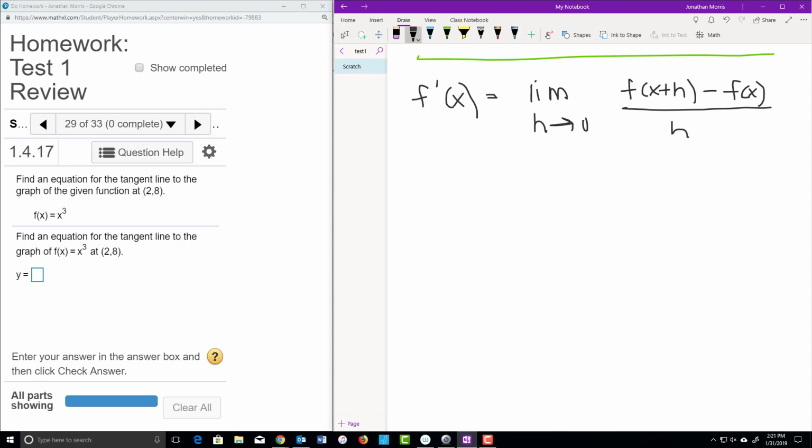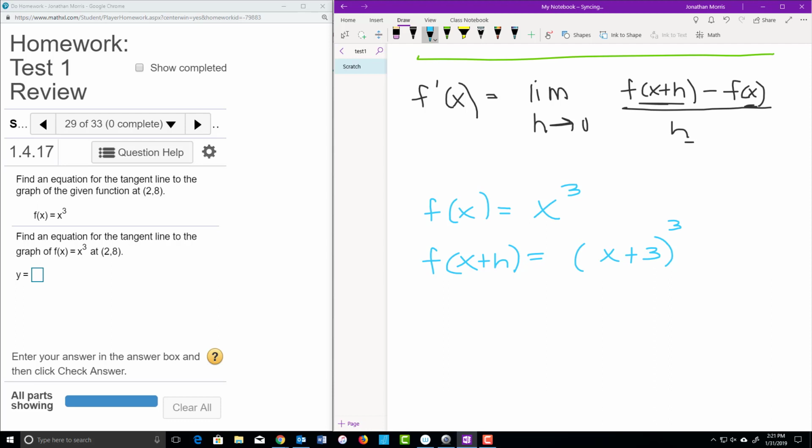Okay, so let's watch. First of all, to plug this in, I need f of x plus h, I need f of x, and h is h, okay? Well, let's find those values before I start plugging them in. f of x is over here. f of x is x cubed. So f of something is something cubed. Well, it wants us to find f of x plus h. So f of x plus h is x plus h cubed.